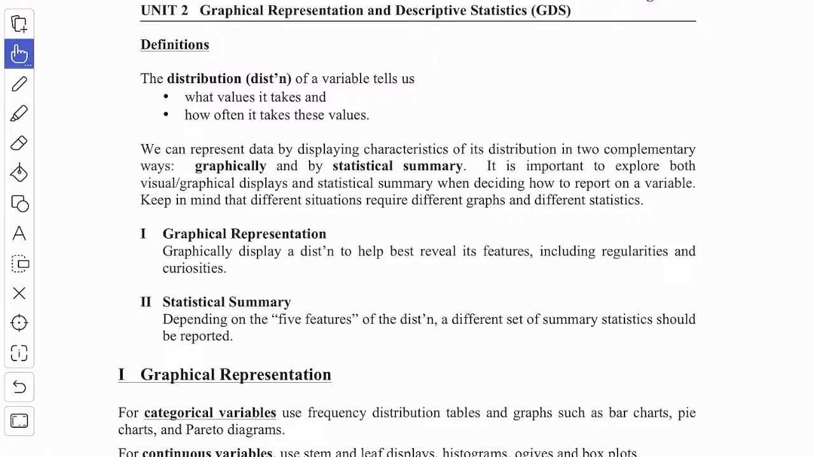All right, so we spent Unit 1 discussing data collection that comes from samples and, well, I guess from experimentation and from surveys. Okay, so that's data collection for surveys, data collection for experiments. And now, with the data, what do we do? We need to prepare the data for analysis, correct? So that's what we're going to focus on next. So we're going to talk about graphical representation and descriptive statistics. So this is why it's called GDS.